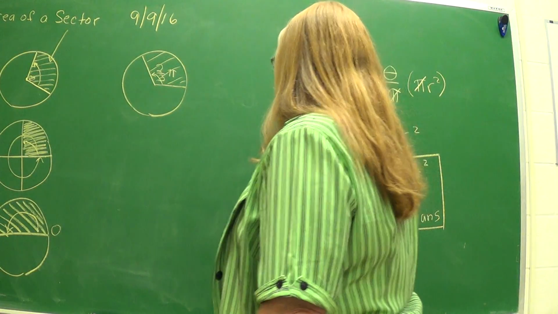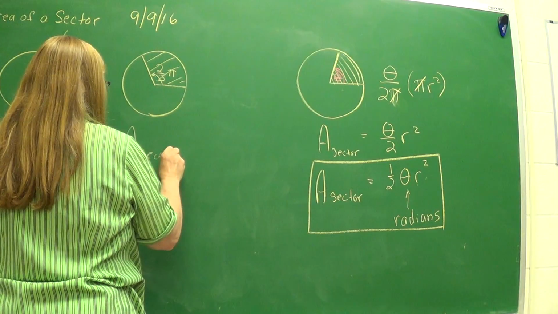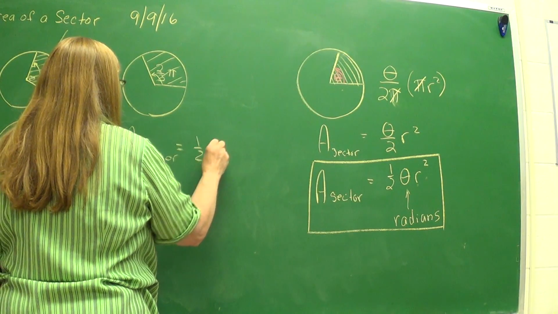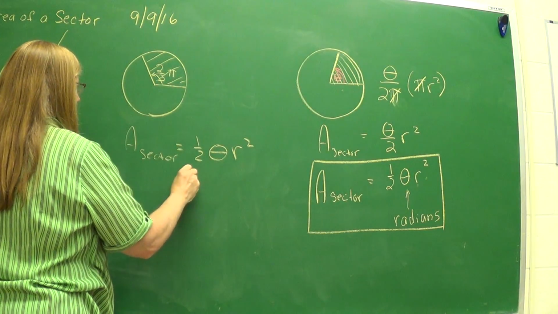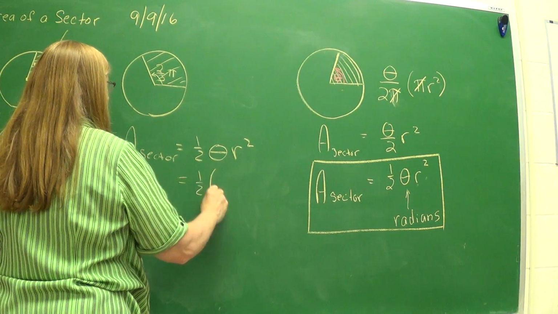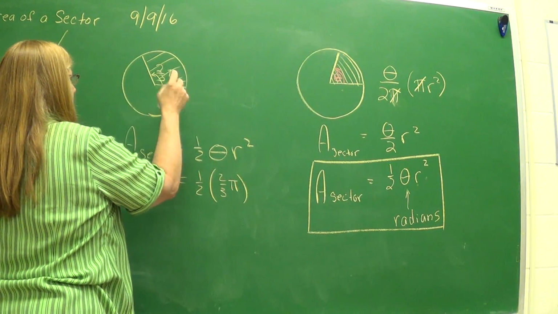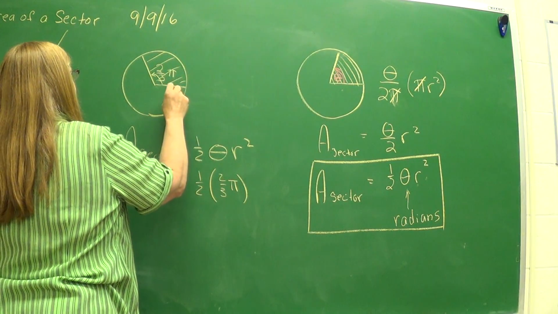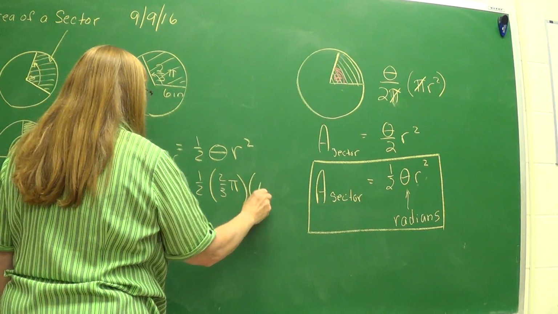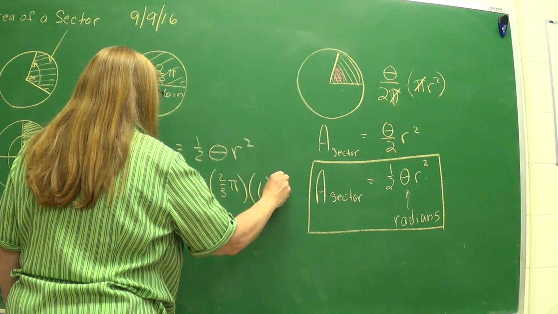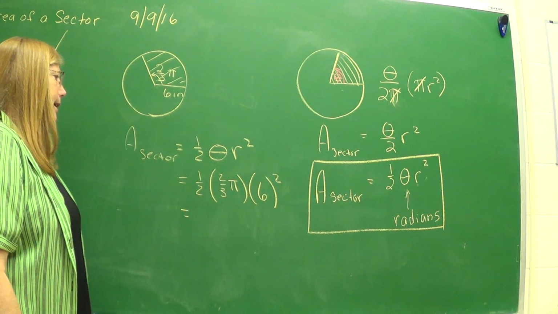So I'm going to pull out the formula. The area of the sector equals 1/2 the angle in radians r squared. So the angle is in radians, so I just grab it, 2/3 pi. And I forgot to give you the radius of this circle. This radius is 6 inches. So I'm going to grab that, 6 inches squared, and I'll put the unit in the last step.